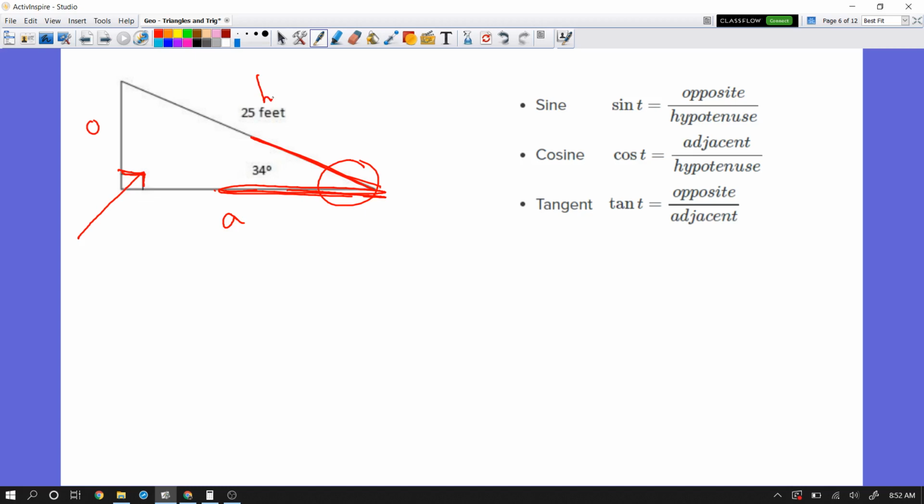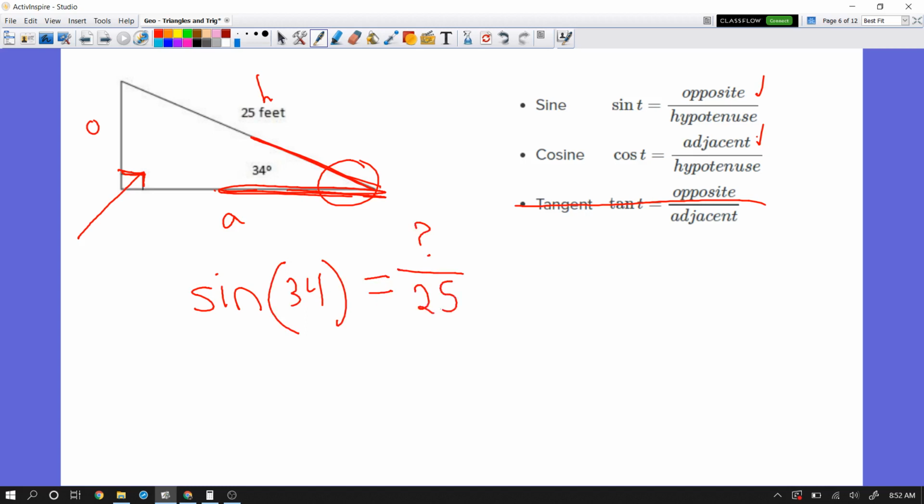So what we want to do is use something with the hypotenuse that's on bottom. That way we can kind of sort this all out. So we can solve for the opposite, and we can also solve for the adjacent. Notice that we're not going to be using tangent. Okay? So what we can do is, this is what this would look like. T is going to be the angle measure that you're given, which is 34. And then the opposite, we don't know. And the hypotenuse is 25. Okay?